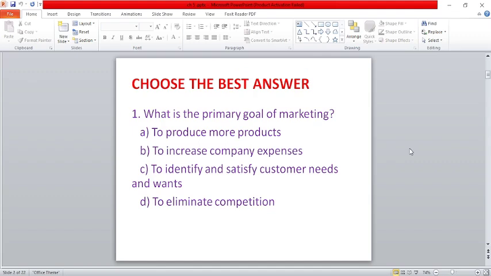Question number 1. What is the primary goal of marketing? A. To produce more products. B. To increase company's expense. C. To identify and satisfy customers' needs and wants. D. To eliminate competition. The answer for question number 1 is to identify and satisfy customers' needs and wants.